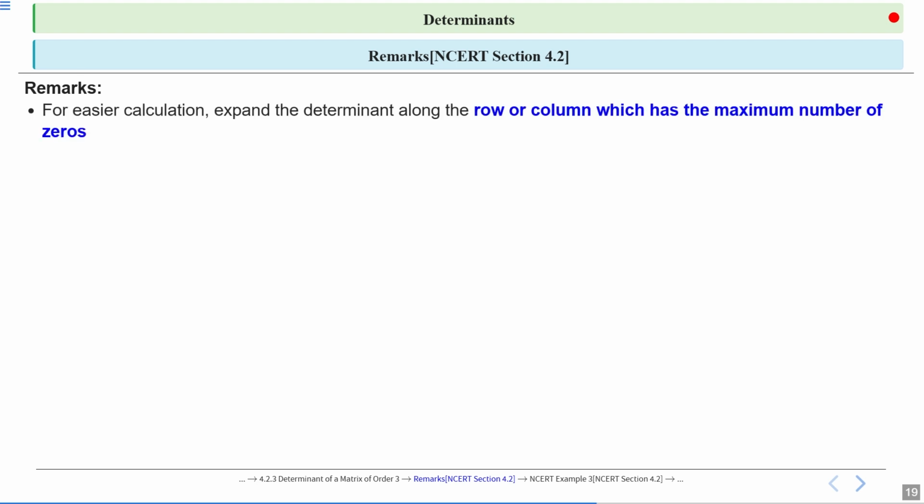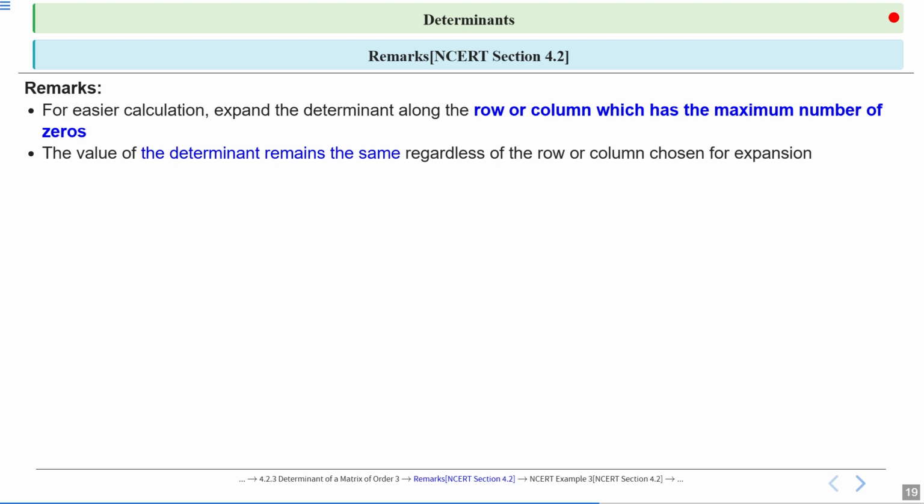So for easier calculation, expand the determinant along the row or column which has the maximum number of 0s. The value of the determinant remains the same regardless of the row or column chosen for expansion. So we can find the determinant by choosing any row or column. The value of the determinant remains the same.